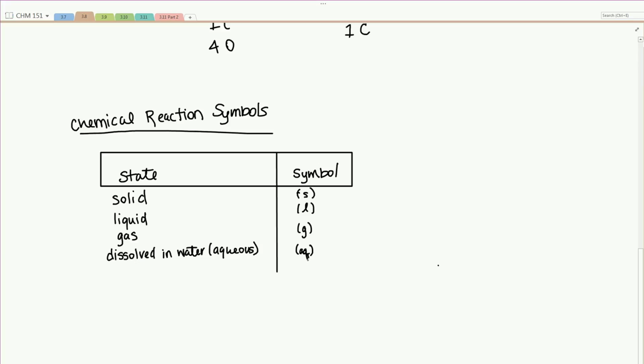Okay, so our chemical reaction shows us what we're starting with and what we got from our reaction, and all of the different states and how many molecules and moles that we have for each.